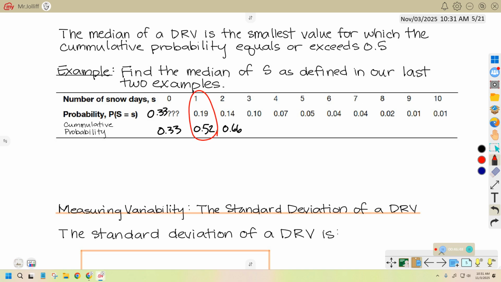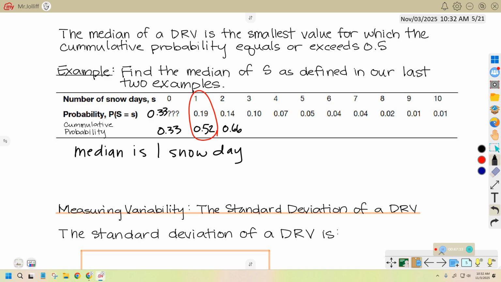So my median is 1 snow day. What was our mean? 2.17. Notice our median is smaller. I expect that because this was heavily skewed. This was right skewed. My mean has been pulled to the right of my median. That's exactly what I expect to see based on the graph for snow days. Not scary, hopefully. Just add until you reach 0.5 or exceed 0.5.